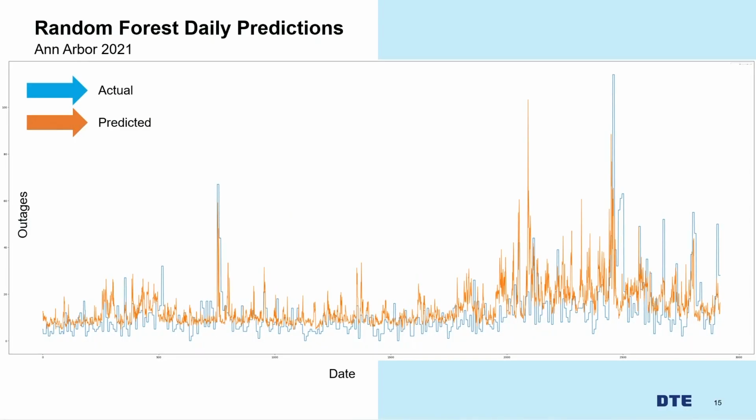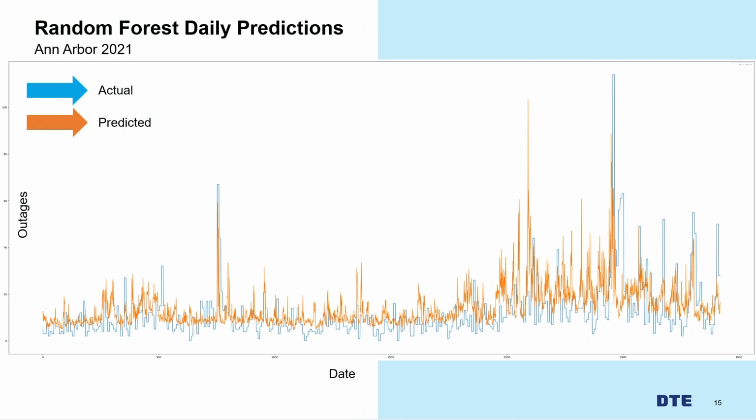Here's an example of a random forest. It's one of the methods we looked at. When we look at the performance of the model, in this case our prediction from the model, these are daily totals for the Ann Arbor Service Center in 2021. So this is a year's worth of data. You look at the blue, that's the actual number. The orange is the predicted number. You can see how it follows along.